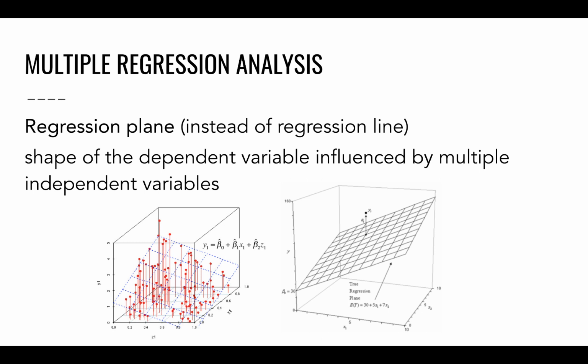So the joint effect of multiple independent variables influencing a dependent variable is shown by means of a regression plane. So remember with bivariate regression, so simple regression between one predictor and one outcome variable, we used a regression line. Think of the Chipotle example again. However, with multiple regression analysis, if you have multiple predictors, you can no longer get away with just a regression line, you need a regression plane.